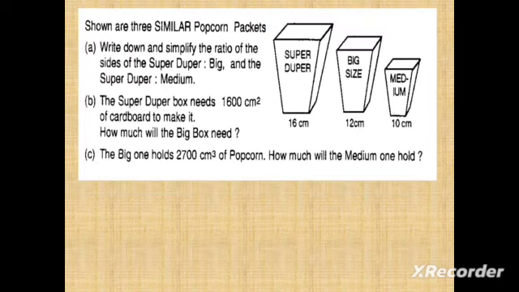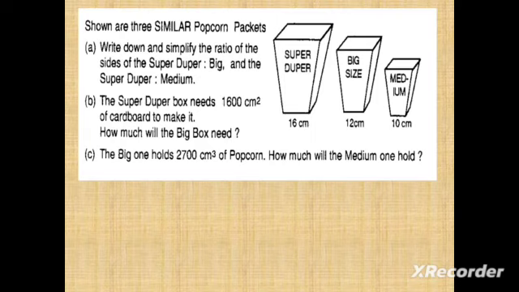Number 3, the diagram below shows 3 similar popcorn packets. Part A of our question: write down and simplify the ratio of the sides of the super duper to the big sized packet, and the super duper to the medium size packet.